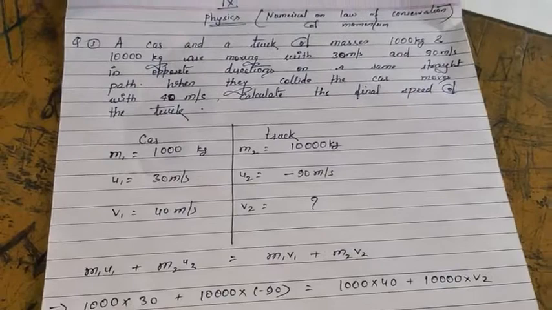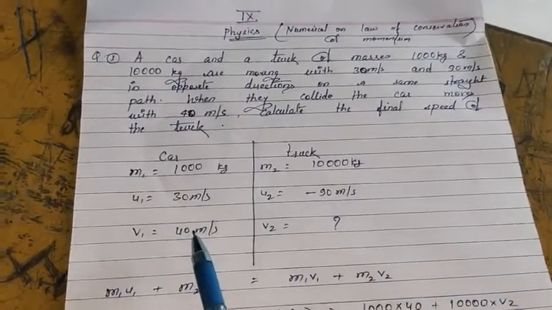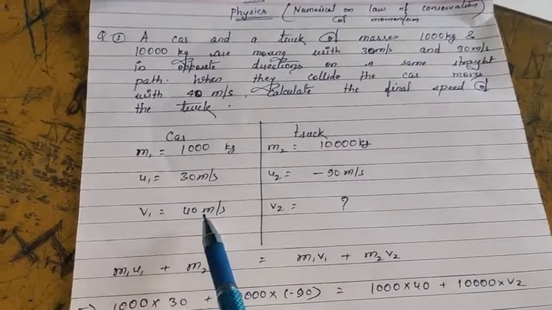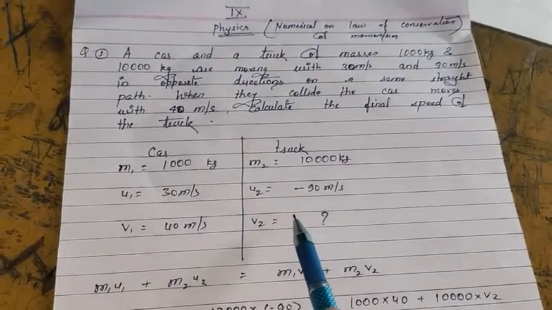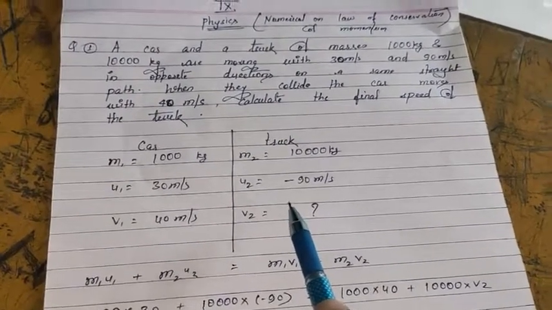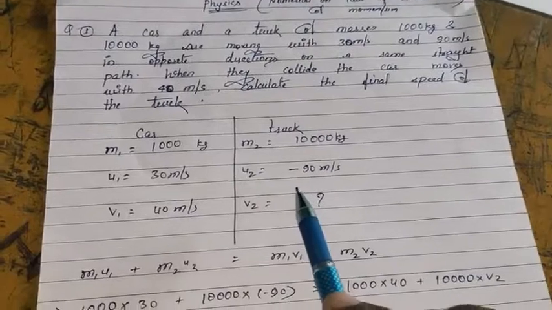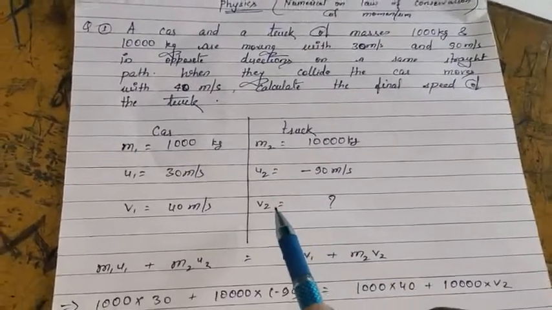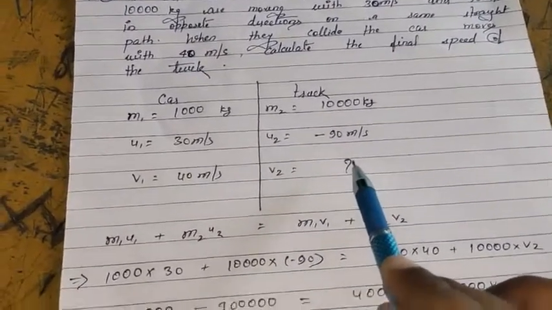After collision, the car starts moving with 40 meter per second. Then you have to calculate the final velocity of the truck, that is after collision, what is the velocity with which the truck moves. That is v2 is to be calculated.